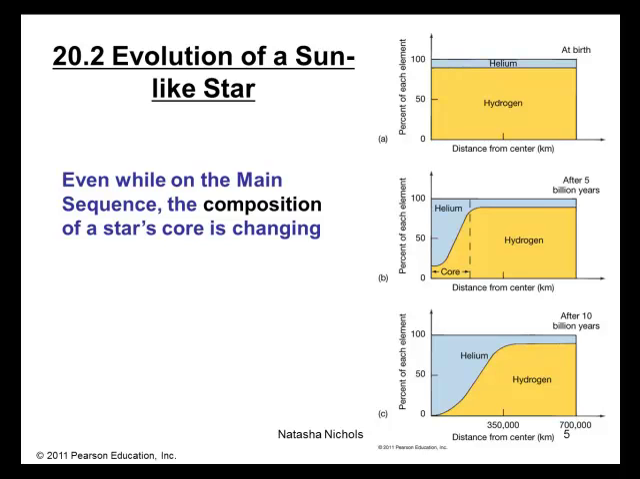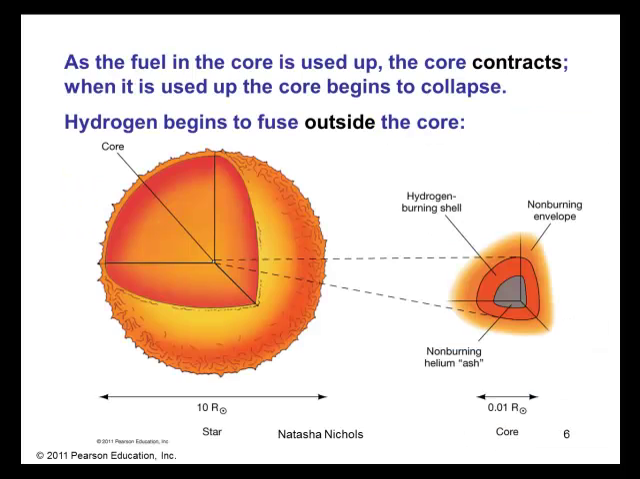And notice how within the core, the abundances have drastically changed. It's about half and half of hydrogen and helium. And if you take a look at frame C, we see the abundances after about 10 billion years, which is the amount of time a sun-like star stays on the main sequence. As the fuel in the core is used up, the core begins to contract. When it is totally used up, the core will start to collapse. Hydrogen begins to fuse outside the core.